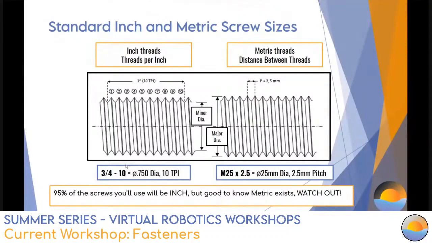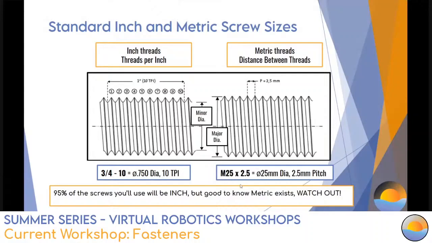The inch threads are threads per inch. So if I were to take an inch distance here and count the threads, it would go 1, 2, 3, 4, 5, 6, 7, 8, 9, 10, and that would be 10 threads per inch right there. On a metric size, you'd actually describe it by the distance between a thread, and then you start off with the major diameter by measuring the diameter of the screw, the outside of the screw thread, and that's the major diameter.